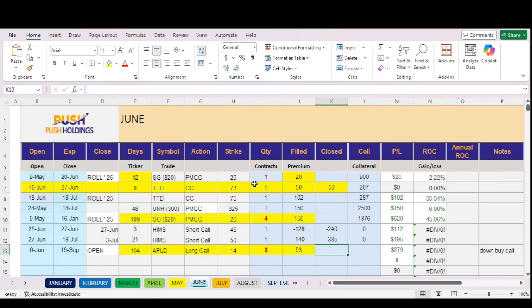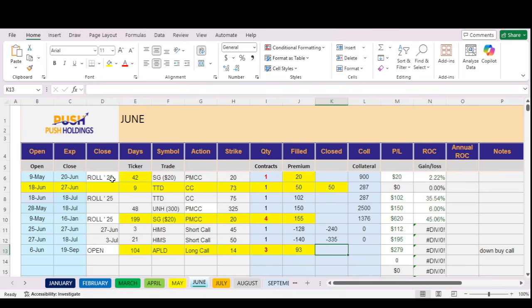The amount of contracts I had on this was 1, and the premium I received was 20. Yes, I can't make this up. 20, 20, 20. Now, this trade was about to go against me, so I went ahead and rolled over this trade. Sweet Green did go up in price. I think it went up to almost $15. So the trade was looking like it was going to go against me, so I simply rolled it out for some additional income.